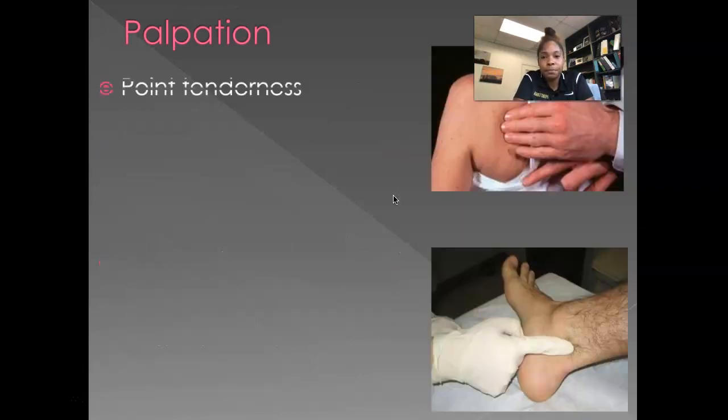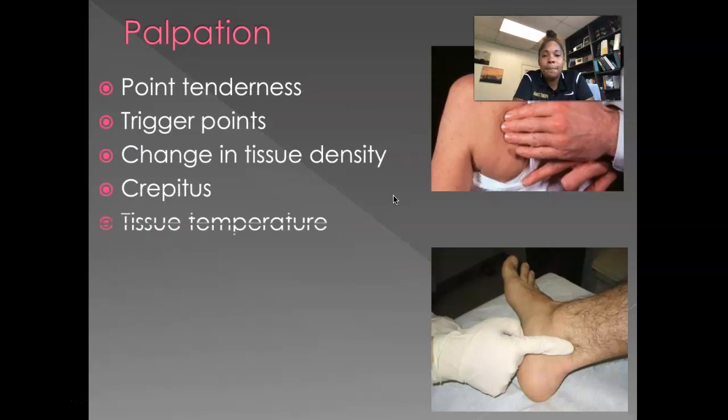So in terms of palpation, really what we're looking at here is, are they tender to palpation or to touch? Do they have trigger points? Is there a change in tissue density? So you're sweeping along the patient and, oh, right here I feel tightness, and then, okay, not anymore. Or you're sweeping along the patient and you feel a divot, right? And so there's swelling in there maybe, so the tissue's softer than it normally would be.